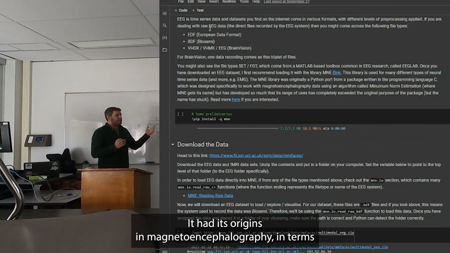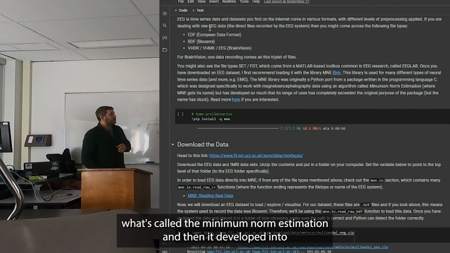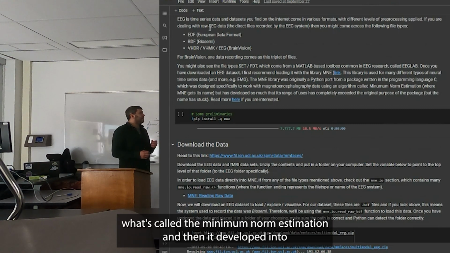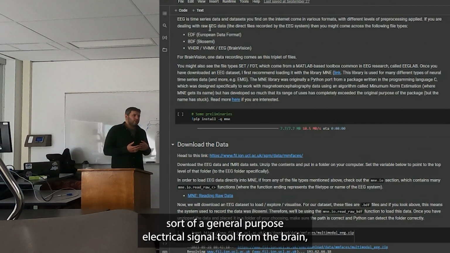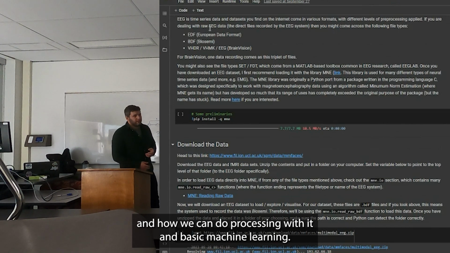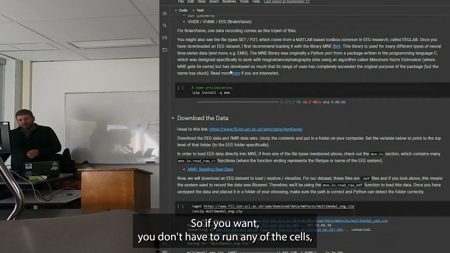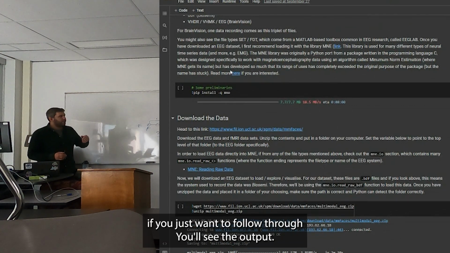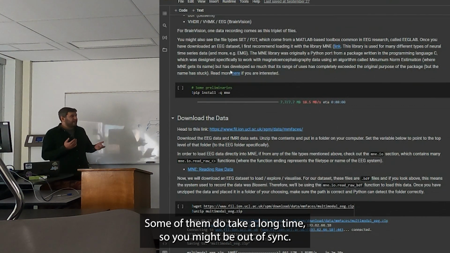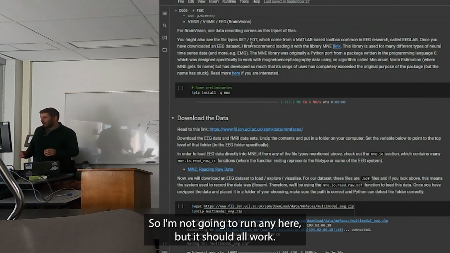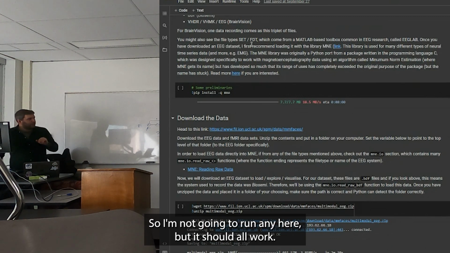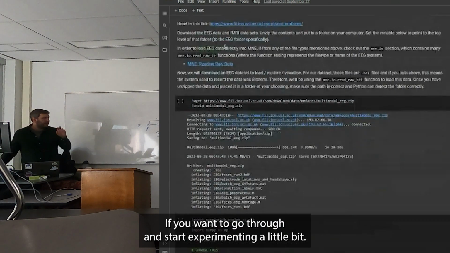It had its origins in magnetoencephalography, in terms of trying to work out what's called the minimum norm estimation, and has then developed into a general purpose toolbox for electrical signals from the brain, but also from the body, and for how we process them and do basic machine learning. You don't have to run any of this yourselves, if you just want to follow through, you'll see the output. Some of it does take a long time, so you might be out of sync, so I'm not going to run anything, but it should all work if you want to go through it and start experimenting a little bit.